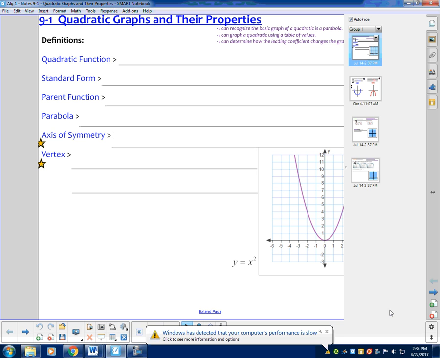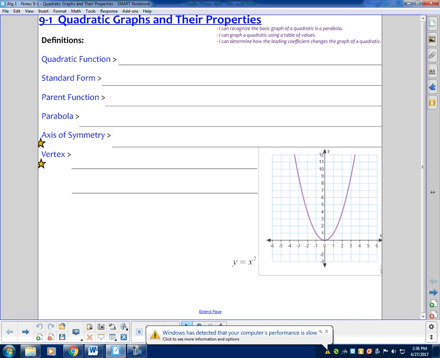A rocket being shot in the air, a football being punted, a soccer ball being kicked, all of that is modeled by a quadratic function. Even somebody jumping out of an airplane. It seems like they're just dropping vertically, but that's modeled by a quadratic function. So they're huge in real life. We're going to study them just a little bit. It's a function of degree 2, which means it has an x squared in it.